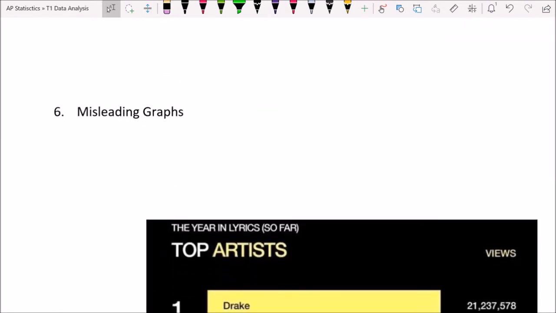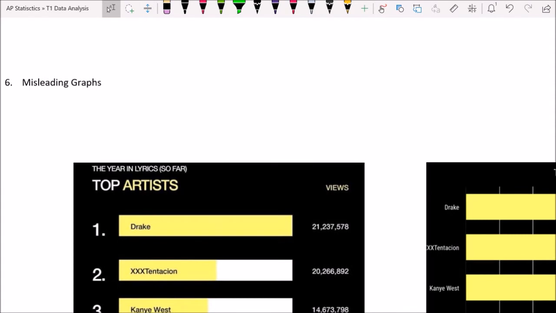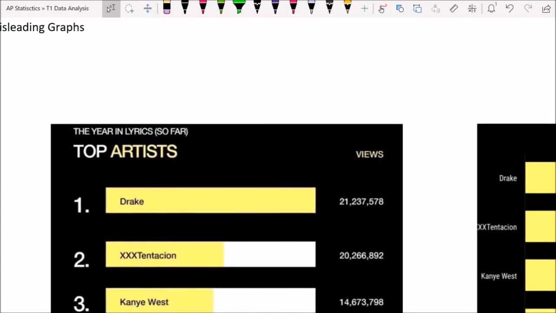Let's talk now about some misleading graphs. This is one of my favorite things to teach in stats, to be honest with you, because it is so relevant. It's not the kind of thing that we test on, but if you go through the world with your eyes open to misleading graphs, you will start to see them all over the place.